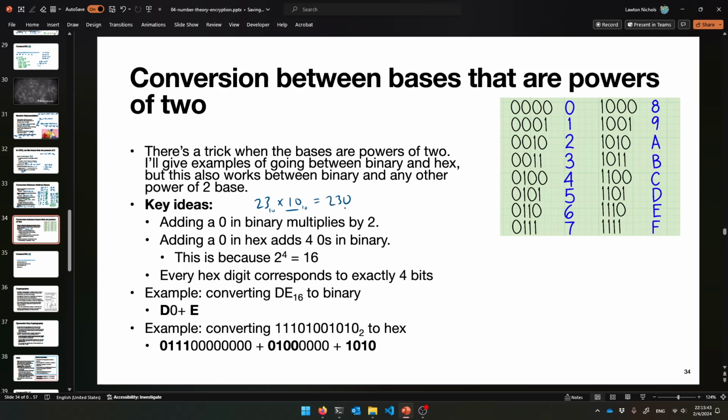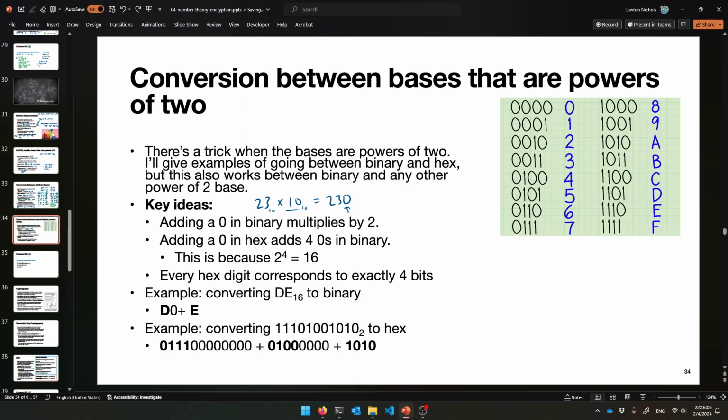It takes the original number and tacks a 0 at the end of it. Similarly, it's like adding a 0 in decimal multiplies by 10. Adding a 0 likewise in binary multiplies by 2. That's important. And adding a 0 in hex, what does that do? It multiplies by 16, doesn't it? What does that mean in binary?